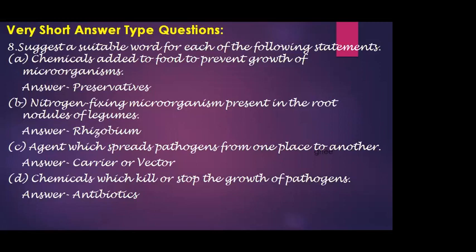The answer is carrier or vector. These are the modes of transmission of a disease. D, chemicals which kill or stop the growth of pathogens. The answer is antibiotics, which are antimicrobial agents for inhibiting or killing the growth of microbes.